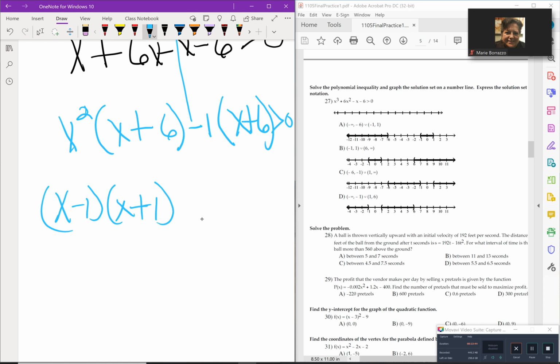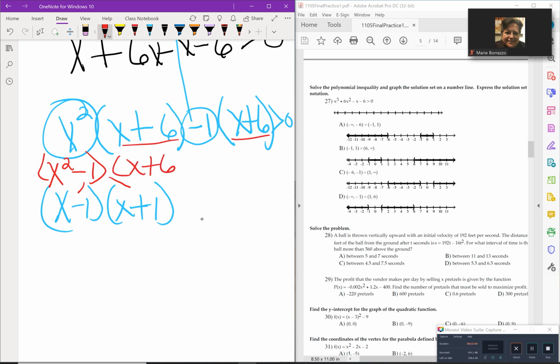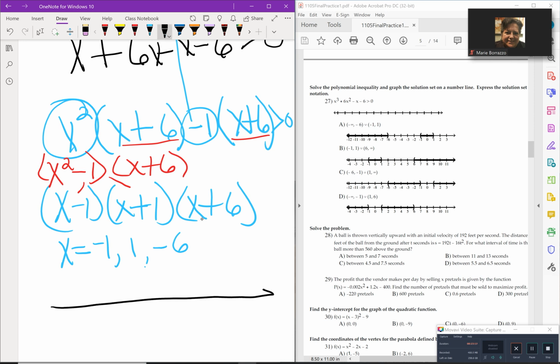Obviously, we know that this and this are one factor, right? So that becomes x squared minus 1, which simplifies down to this factorization. And the second factor is just your x plus 6. So if I'm thinking of a number line, I'm thinking that x is equal to 1, negative 1, and negative 6. So I'm going to test on the number line those three values and the 4 intervals it creates.